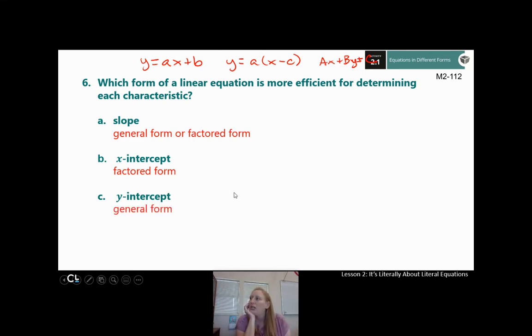Unfortunately, standard form, I mean, we need to know standard form. I get it. And I like that standard form doesn't do fractions. That's a bonus. But the disadvantage of standard form is that it doesn't easily let us find any of these pieces, does it? General form or factored form is usually better for finding these. It's not that you can't find the others, it's just not as easy in standard form.